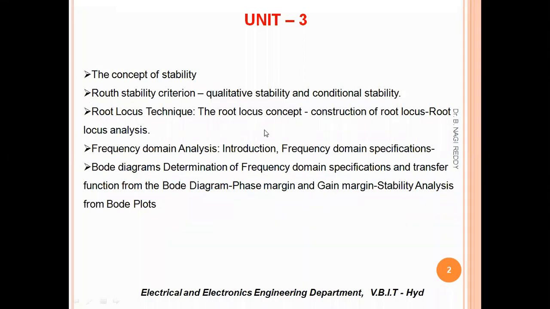And this is the first part of our third unit. Coming to the second part, we will determine the stability with the help of frequency domain analysis. And the frequency domain analysis is new to us. So for that, we need an introduction to the frequency domain analysis, and we will learn a few terms, a few specifications which are related to the frequency domain.